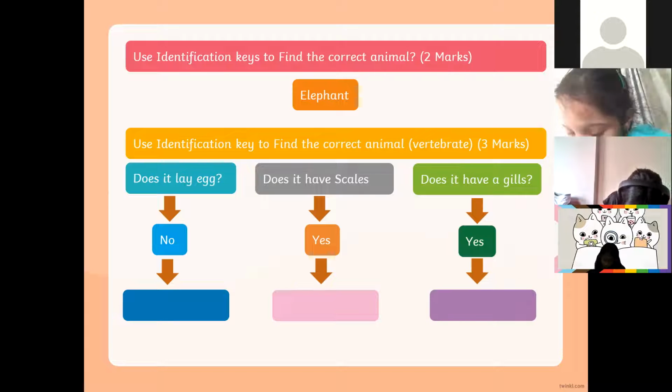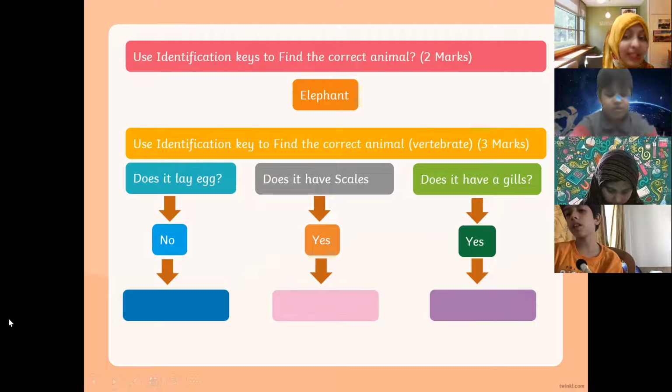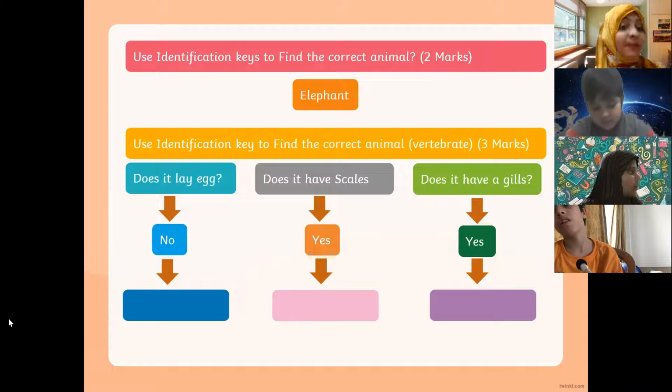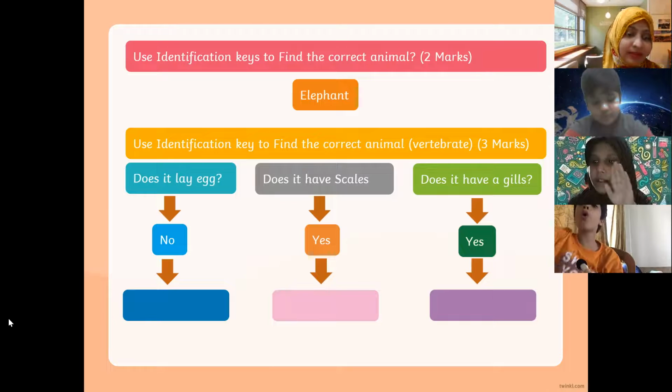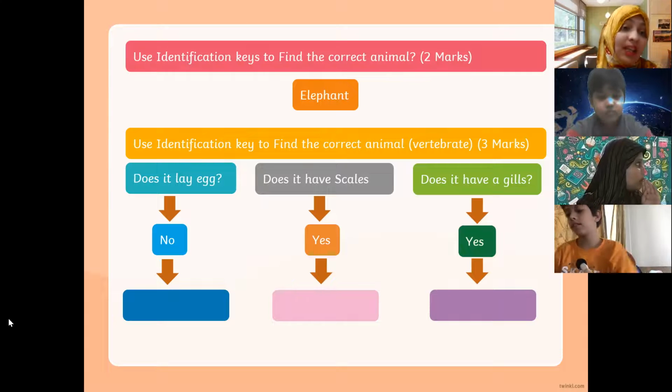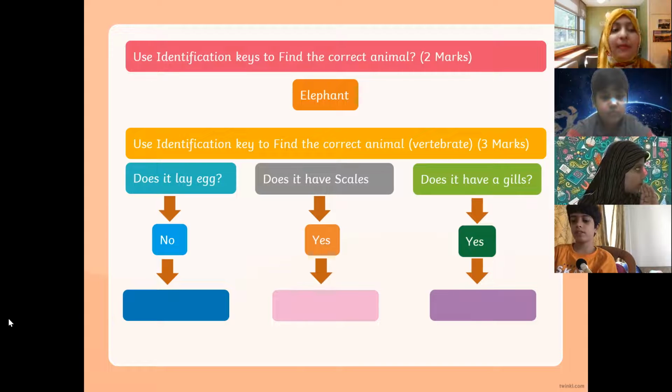Ma'am, what are scales? Scales are a kind of rough skin. I'll give you a hint. Snakes also have scales, okay? So you can understand which category snakes come in, and then you can write that category.